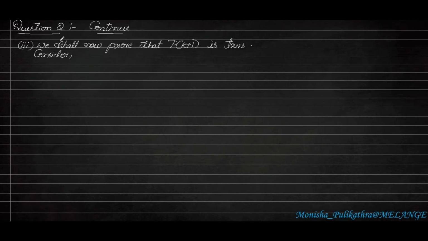So let us continue the second question. Here in the third section we were there. In the first section we have to substitute P of n as n equals 1. In the second section we have to substitute P of n as P of k. In the third section we have to prove that P of k plus 1 is also true. So in the place of P of k we have to include it as P of k plus 1.